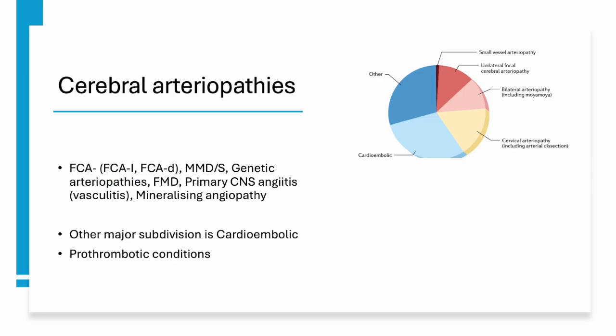Other causes of cerebral arteriopathies, in addition to FCAI and FCAD and Moyamoya disease and syndrome, as well as the genetic arteriopathies that we touched upon, are fibromuscular dysplasia, where you get this non-inflammatory arteriopathy that can affect carotid and renal arteries, and the underlying pathology can involve the intima, media, or the adventitia. There's thinning of the vascular wall and a classic string of beads appearance. You can also have primary CNS angiitis or vasculitis, where classically we see hemorrhage and infarcts with eccentric vessel wall enhancement, which can also be seen in other systemic conditions.